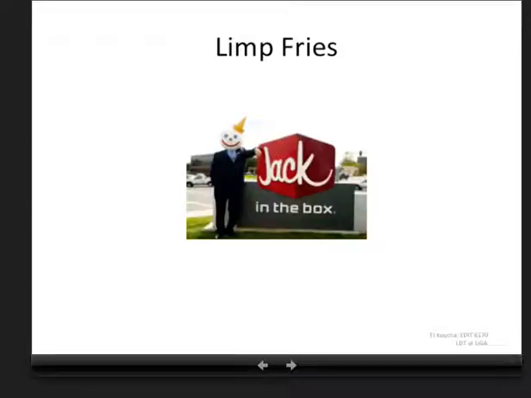Yes, that says Limp Fries. Imagine Jack in the Box comes to you. Jack in the Box is a major fast food chain on the West Coast, and actually in a lot of the West. So imagine they come to you as an instructional designer.